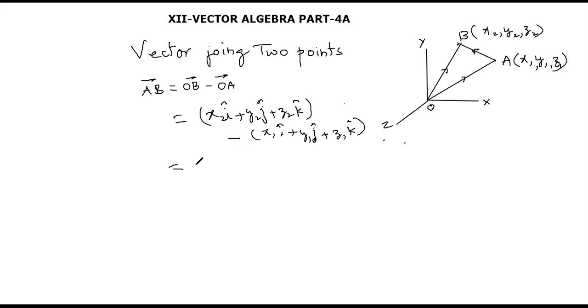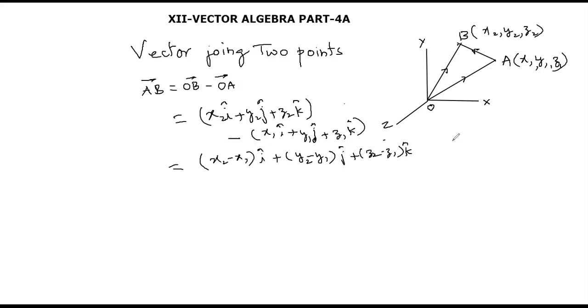Okay, so we got, when you take i common, (x2 minus x1) i plus (y2 minus y1) j plus (z2 minus z1) k. And if you want to find BA, it will reverse: x1 minus x2. So this way we can find out the vector joining the 2 points.